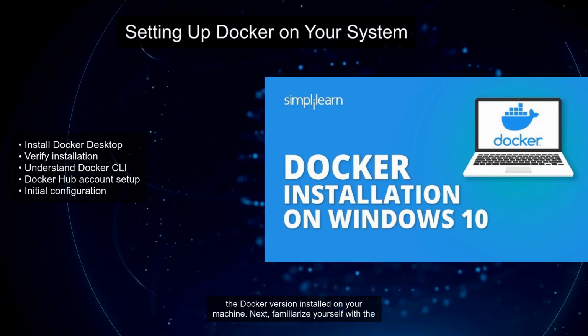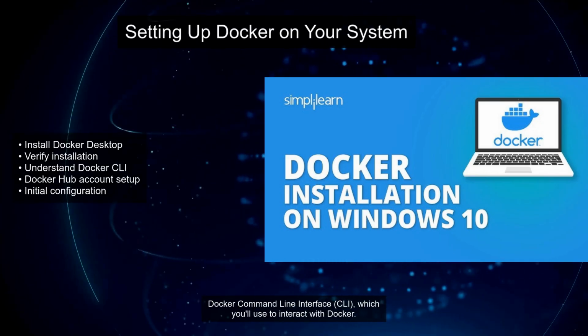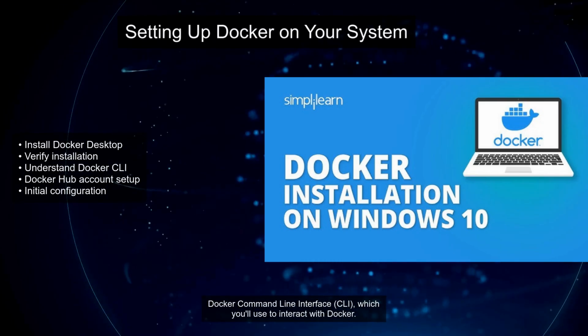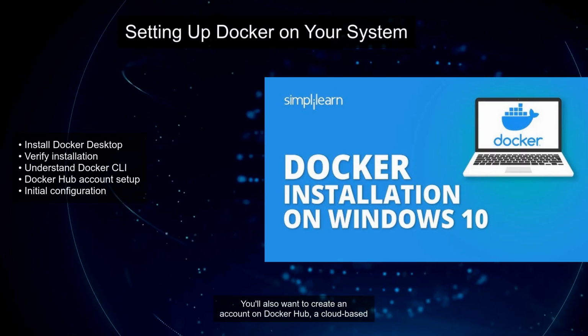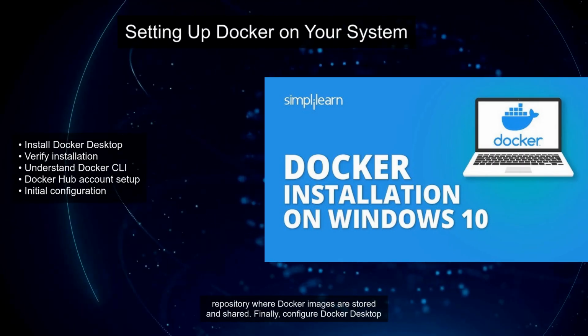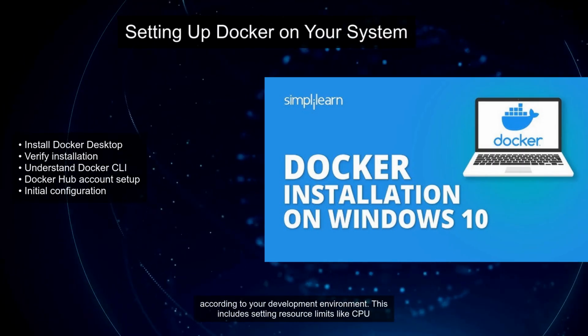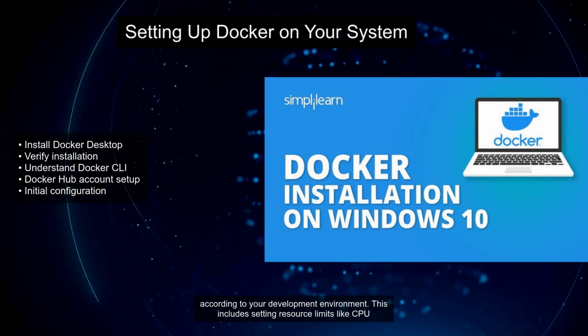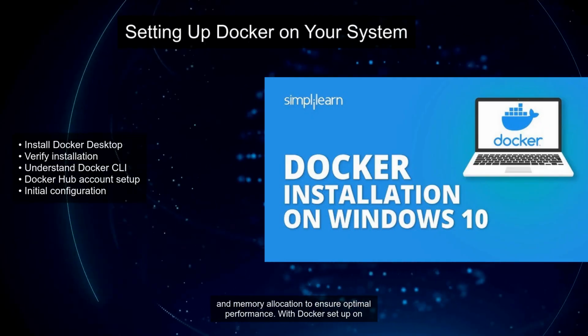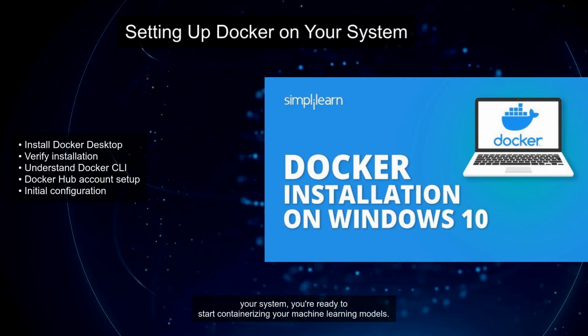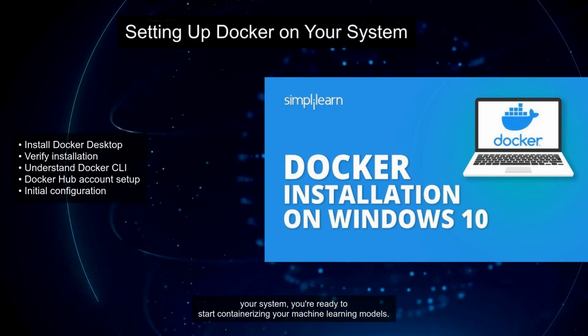Next, familiarize yourself with the Docker command line interface, CLI, which you'll use to interact with Docker. You'll also want to create an account on Docker Hub, a cloud-based repository where Docker images are stored and shared. Finally, configure Docker Desktop according to your development environment. This includes setting resource limits like CPU and memory allocation to ensure optimal performance. With Docker set up on your system, you're ready to start containerizing your machine learning models.